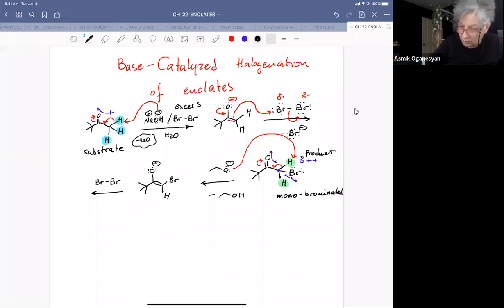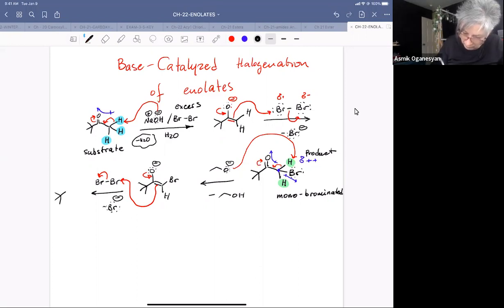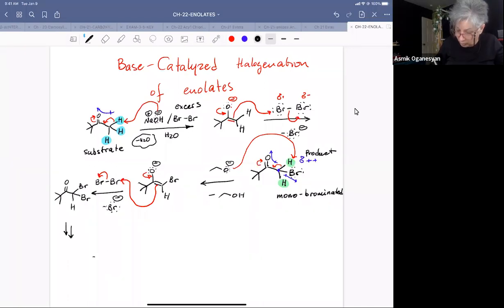So I'm not going to show all the steps. Now our product is dibrominated. And with the next steps, I'm just going to put a couple of arrows here. We're going to get a fully brominated product. And of course, if we had alpha hydrogens on the other side, we would be substituting those hydrogens with bromines as well.